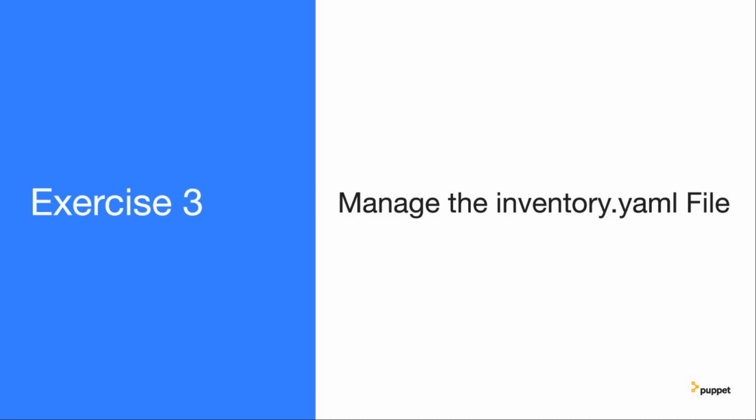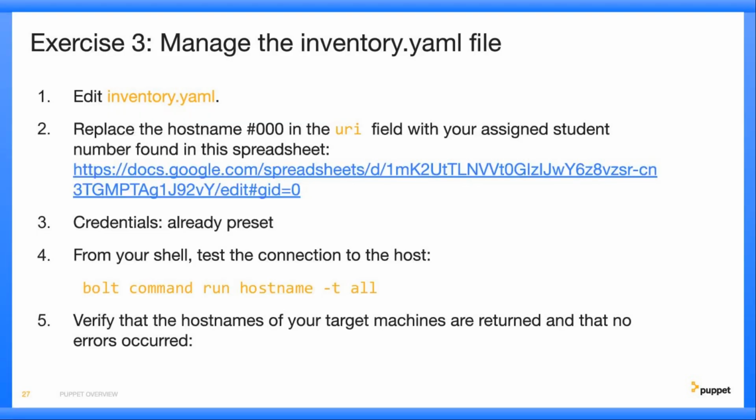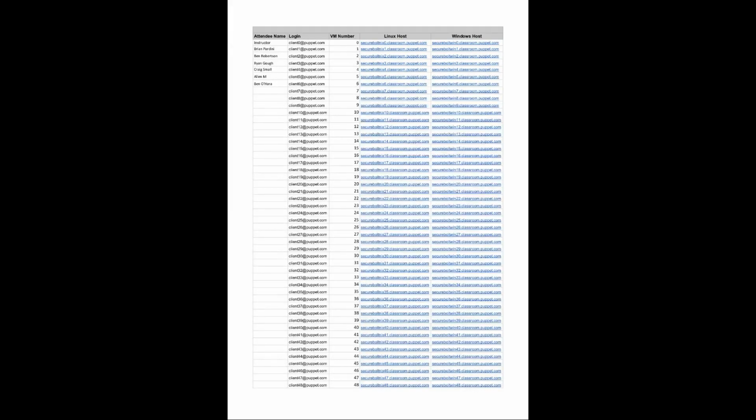Right, so moving on to the third exercise, how we can manage the inventory.yaml. First, we will edit the inventory.yaml and replace the host name with your assigned student number. You can refer to the spreadsheet in the handout. If you look in the handouts tab on the chat, the Google Sheet should be linked there. These are the assigned Windows and Linux machines for all of you, including the VM login as well.